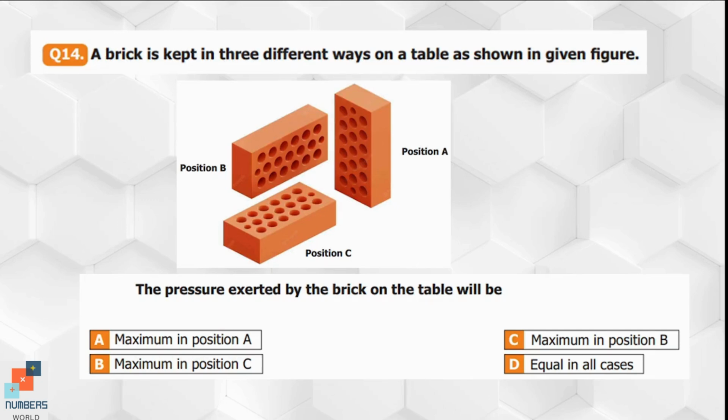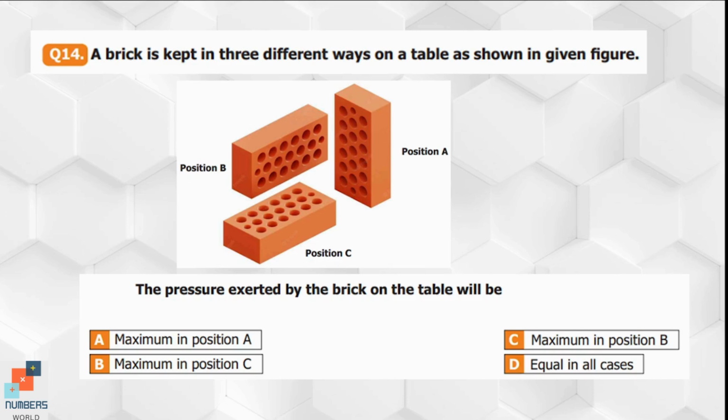Question number 14. A brick is kept in three different ways on a table as shown in the given figure. So we can see three positions over here. The pressure exerted by the brick on the table will be option A, maximum in position A, option B, maximum in position C, option C, maximum in position B, D, equal in all cases.